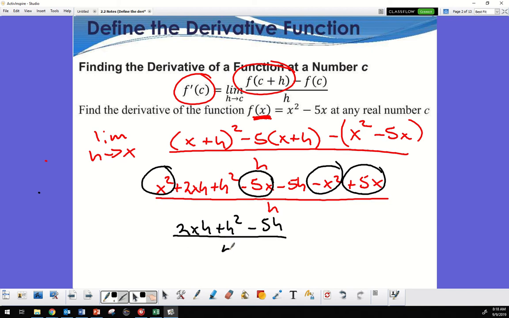Everything is over h. Now, what can I do with the top? I can factor out an h, so by canceling out those items, I can factor out an h. I'm left with h quantity of 2x plus h minus 5, all over h.